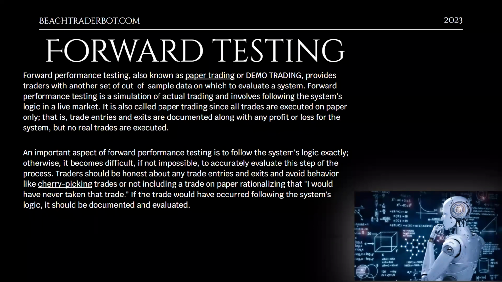An important aspect of forward performance testing is to follow the system's logic exactly. Otherwise, it becomes difficult, if not impossible, to accurately evaluate this step of the process. Traders should be honest about any trade entries and exits and avoid behaviors like cherry picking trades or not including a trade on paper, rationalizing that "I would have never taken that trade." If the trade would have occurred following the system's logic, it should be documented and evaluated.